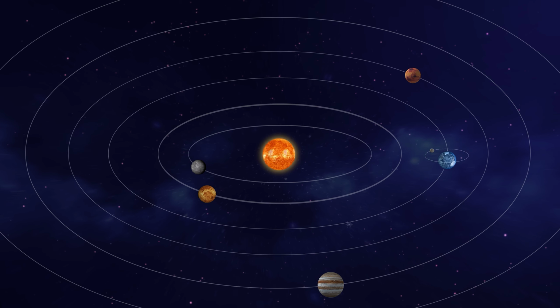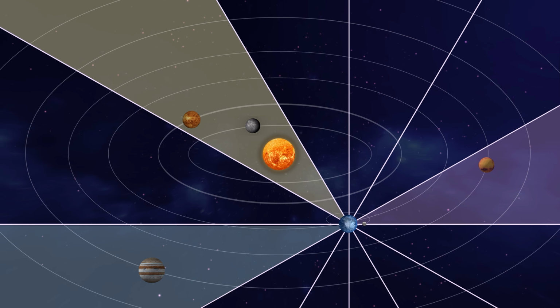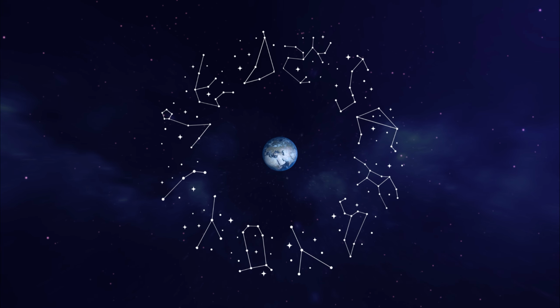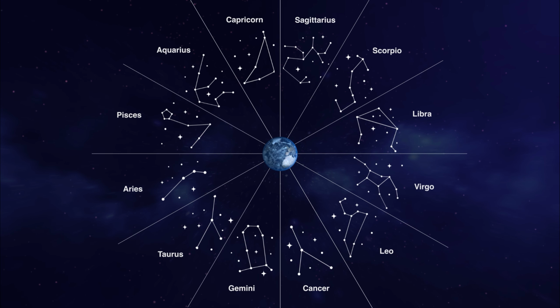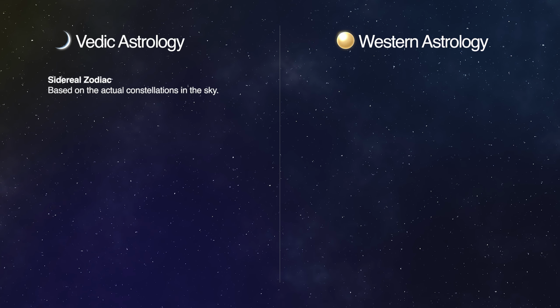To do that, we divide the sky into 12 different sectors and we see which of these sectors each planet occupies. To divide the sky in this way, we need a starting point, which is a reference point. And this reference point is what defines how these sectors are being calculated. And this is where the fundamental difference between Vedic and Western astrology begins. Vedic astrology uses actual constellations as its reference point. This means that the 12 constellations known to us as zodiac signs are what defines the sectors in the sky, as they perfectly align with them. This approach is known as the sidereal zodiac, and this is what Vedic astrology uses as its reference point.